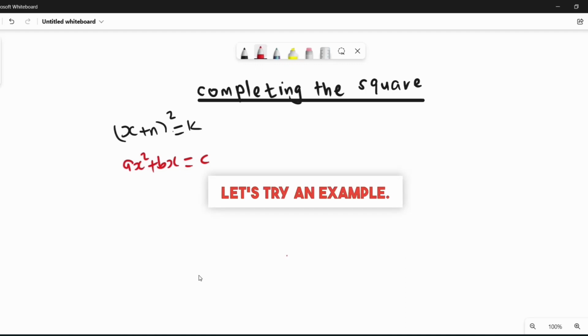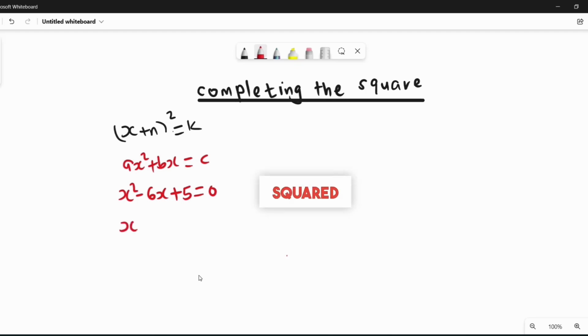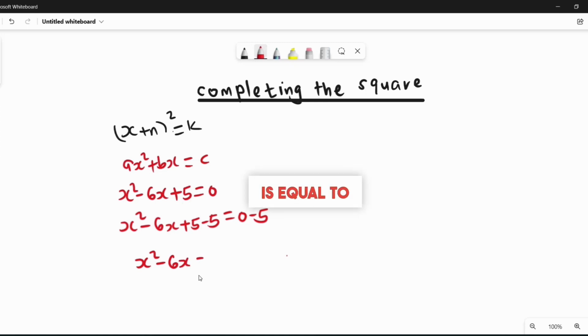Let's try an example. x² - 6x + 5 = 0. We want to bring the constant to the other side, so we have x² - 6x + 5 - 5 = 0 - 5. Now we have x² - 6x = -5.